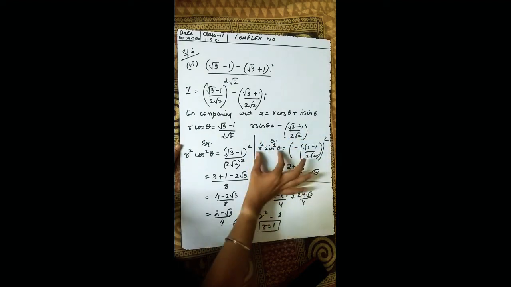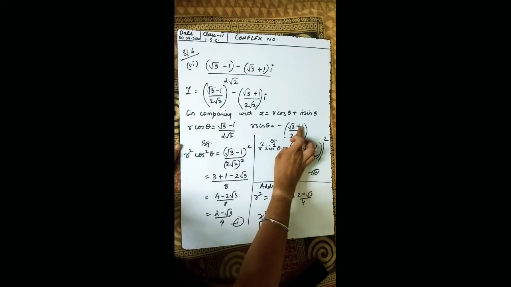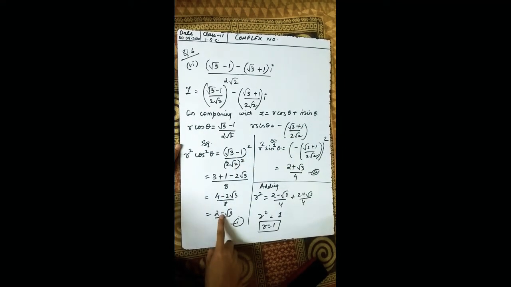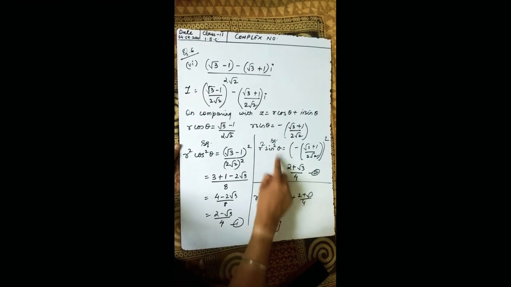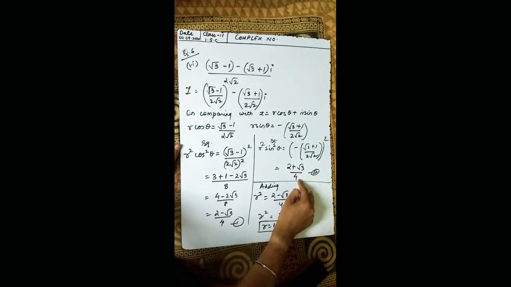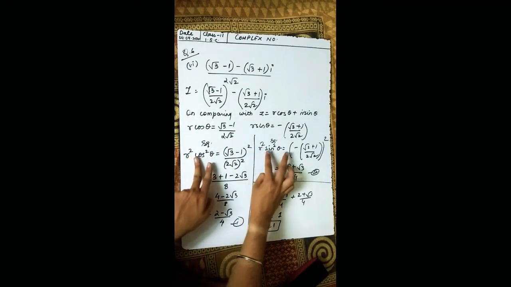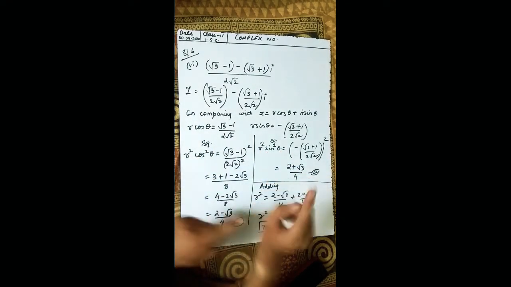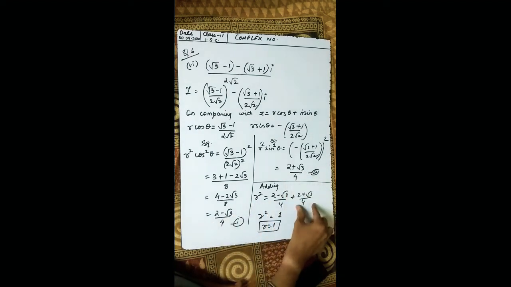Similarly, if you square here, r² sin² θ, the difference is only of the minus sign. If this gives minus, it will surely give plus for the positive one. So r² sin² θ is equal to (2 + √3)/4. Now add both these two. Take r² common, so cos² θ + sin² θ will be 1. So you are left with r² equal to this plus this, and when solving you will get 1. So you got r equal to 1.